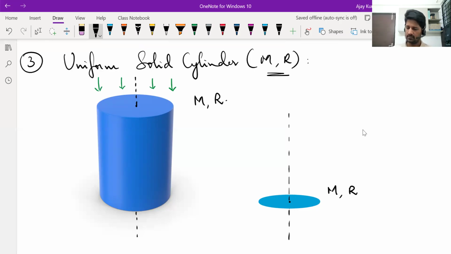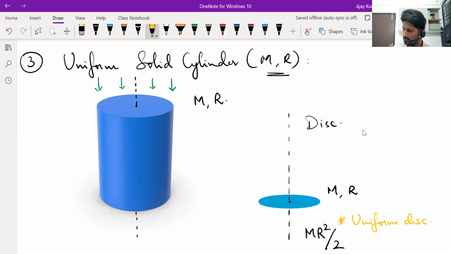And for a disk of mass m radius r about its own axis, the moment of inertia we derived yesterday is mr square by 2. But this is valid for sure only if it's a uniform disk. Okay. Now this is a uniform solid cylinder, no? And like you visualize its base, the base is in the form of a circle. The boundary of the base is in the shape of a circle like this. Now, at every point on that circle, there is an equal amount of mass.